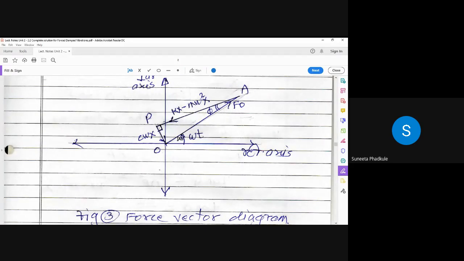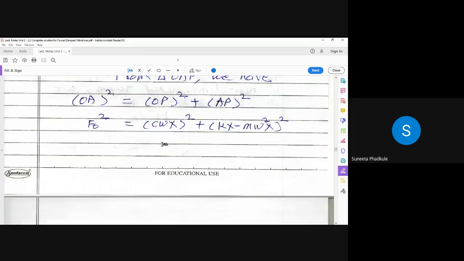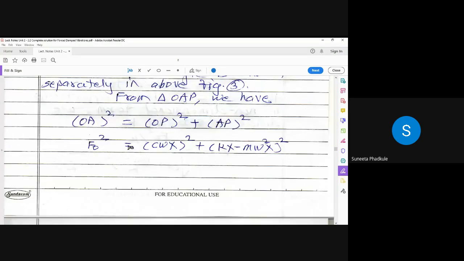So F0 square is equal to this square, that means (kx - mω²x) bracket square plus (cωx) bracket square. Understood? So F0 square is equal to (cωx) bracket square plus (kx - mω²x) bracket square. Now x you can take common, and take out of this bracket.